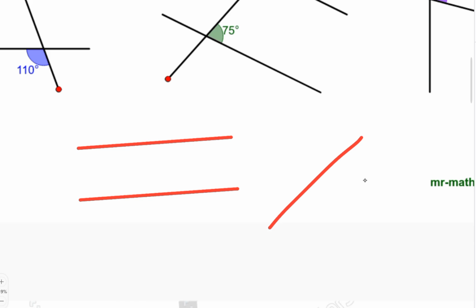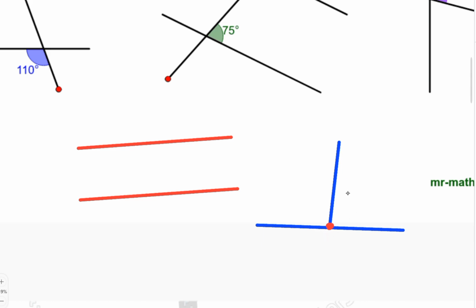And we have some other lines as well. Are these parallel lines? No, because they would eventually meet right here. So these lines cannot be parallel. What about these lines? Are they parallel? No, they are not parallel because they are meeting at this point. They are joining, they are intersecting at this point.